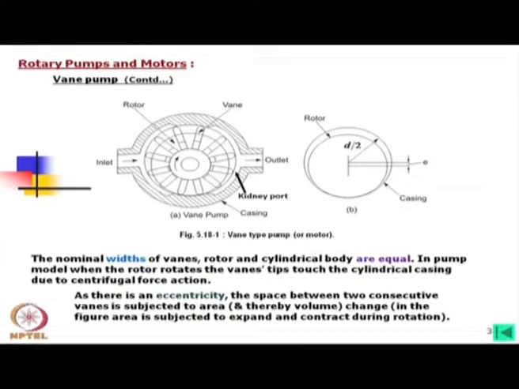What else in these features? We find that due to the centrifugal action, the vanes will automatically touch the casing, and if we think of leakage, there will be a chance of leakage through these tips. So, to make it a more positive contact, sometimes springs are also used.